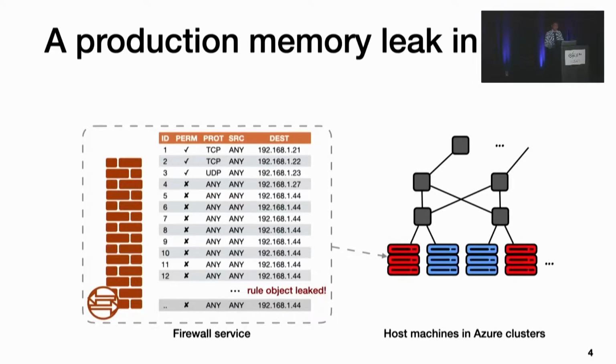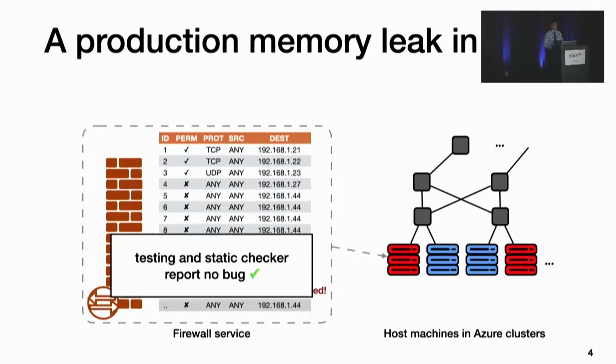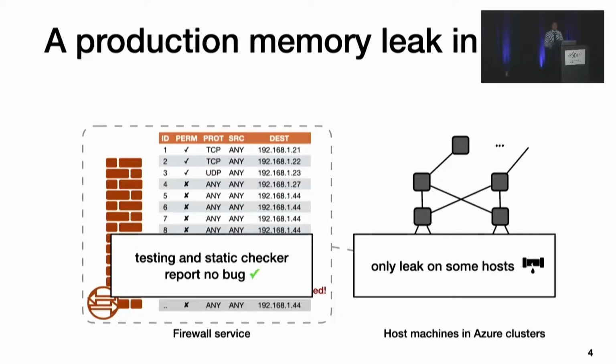During one incident, developers observed the memory usage of the firewall service started to continuously increase on many hosts. On each host, there were massive numbers of firewall rule objects leaked. But the testing and the static checker did not find any bug. And some, not all, hosts were leaking, which confused developers. So why did this issue happen?